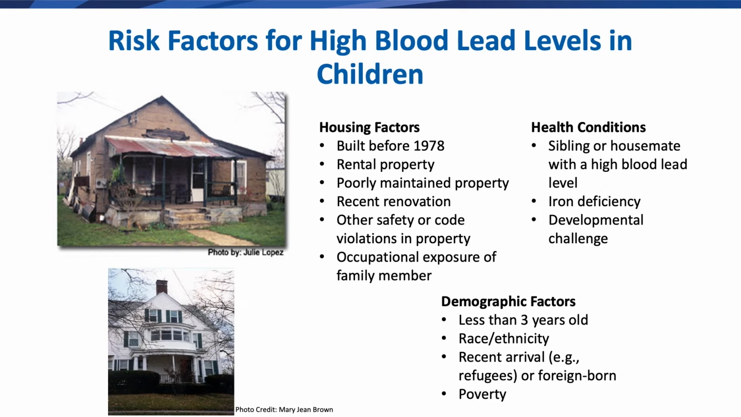Demographic risk factors include age. Children younger than 6 years old are most at risk. Some low-income poor Black children and recent arrivals, refugees, or children coming in from overseas often have high blood lead levels. Poverty is another risk factor. Poverty is related to the rental property and poorly maintained property. Two pictures of older houses with visible paint peeling from siding and other indicators of dilapidation.